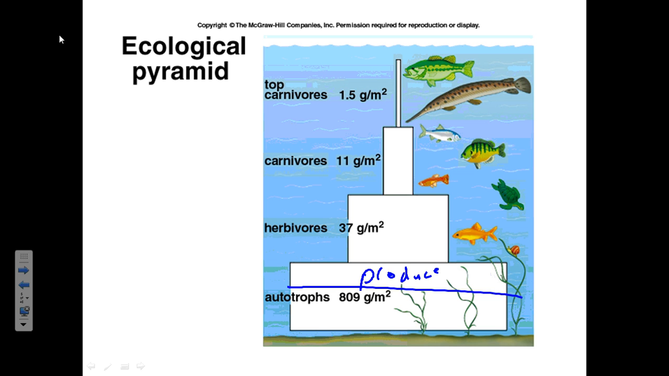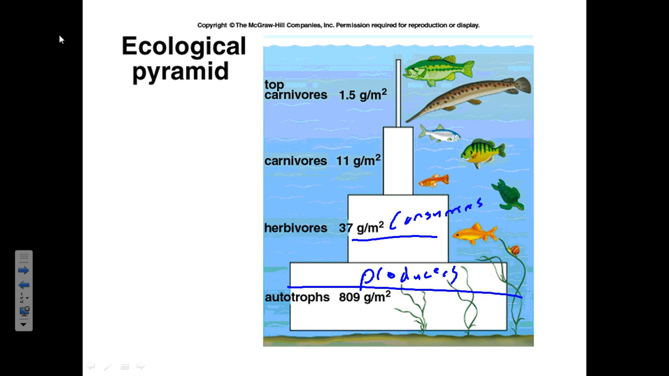And then what's this next level usually called? Primary consumers. Secondary consumers. What's next? Tertiary, if there happens to be another one up there. Quaternary. And we know that they're drawn as pyramids because what gets smaller as you work your way from bottom to top?